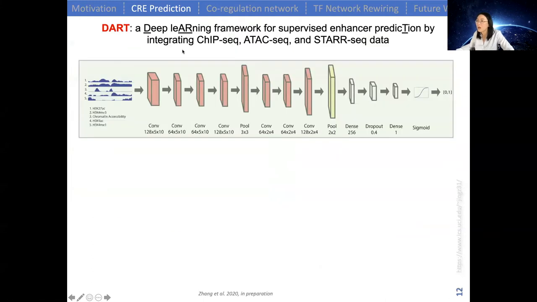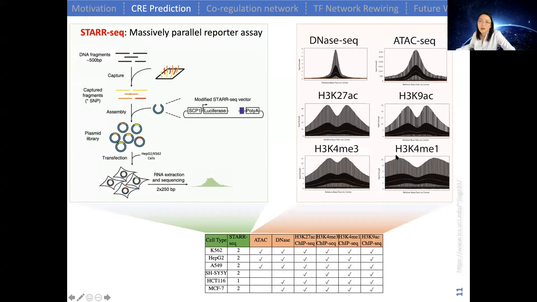So we actually use convolutional neural nets. You can imagine for each region in the human genome, we have a multi-feature vector, and we can treat it like an image, where the different features are, for example, the RGB channels of the image. And we try to predict whether there's an enhancer or not. Because we have the whole-genome STARR-seq data, we have quite a lot of such training data for us to better capture the combinatory patterns of different features that define an enhancer.